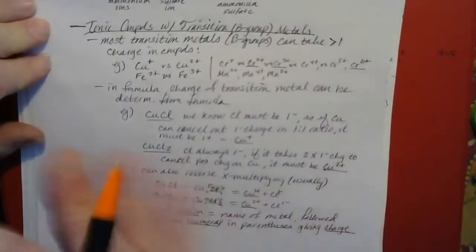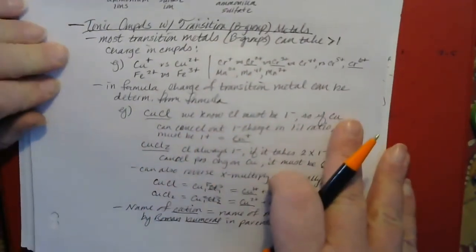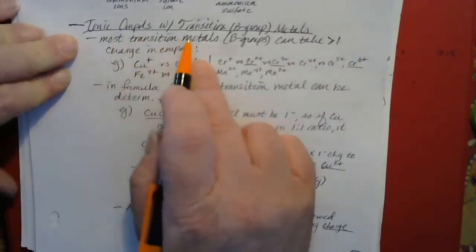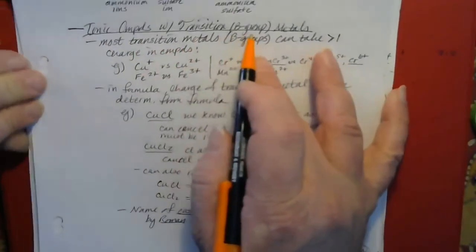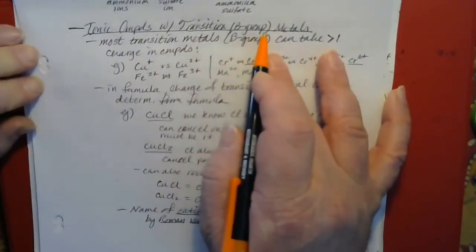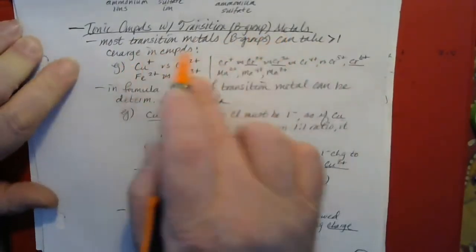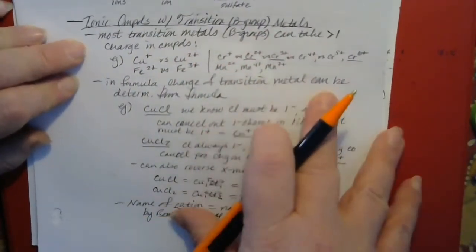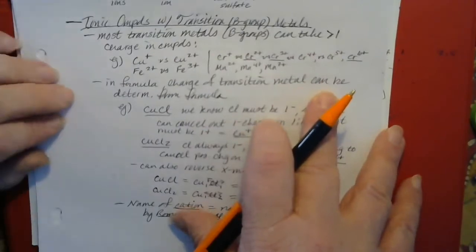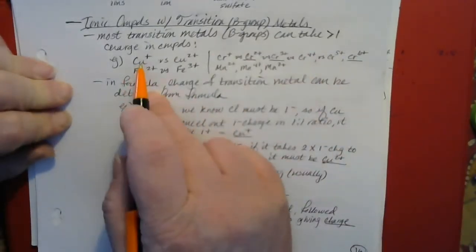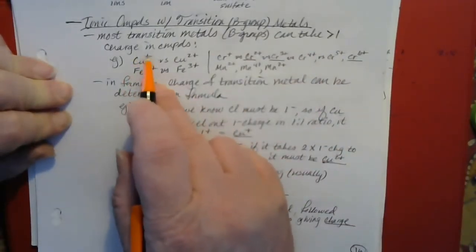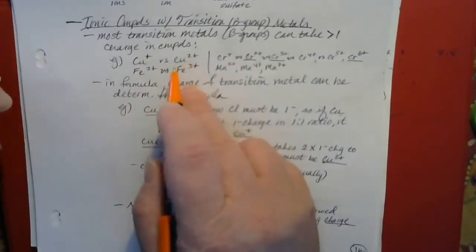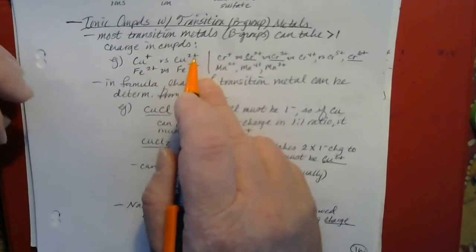A bit of a curveball arrives when we are dealing with ionic compounds that involve transition or B group metals. The catch about the transition metals is that most of them can take more than 1 charge in compounds. Like for instance, there are a lot of copper compounds in which copper has a charge of +1, but there are also a lot of copper compounds where copper has a charge of +2.